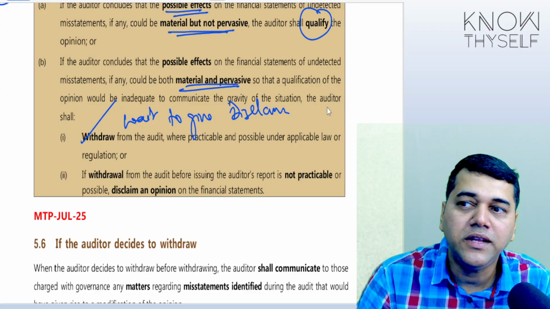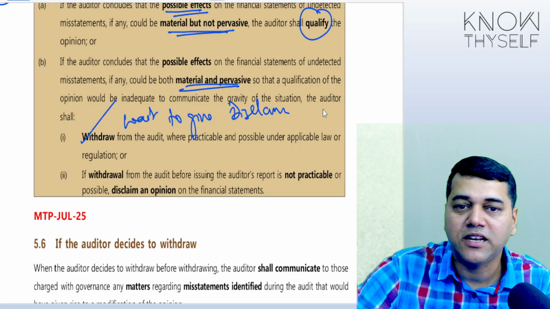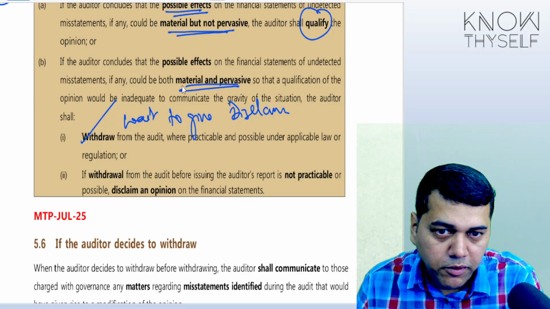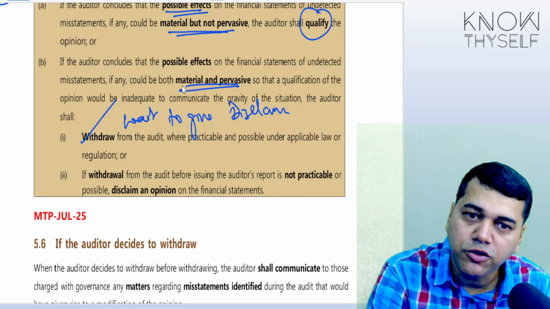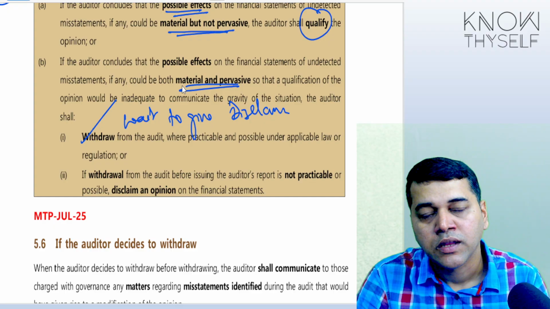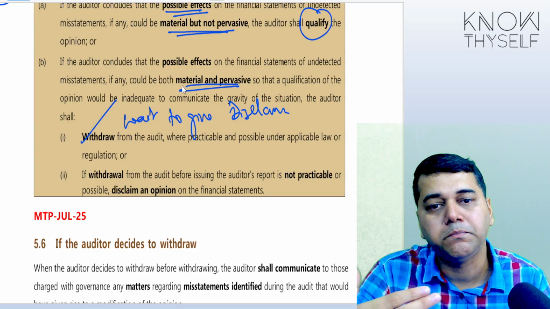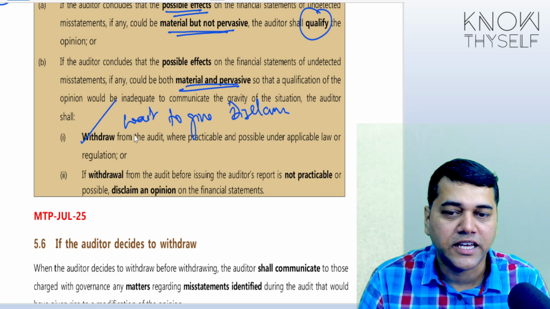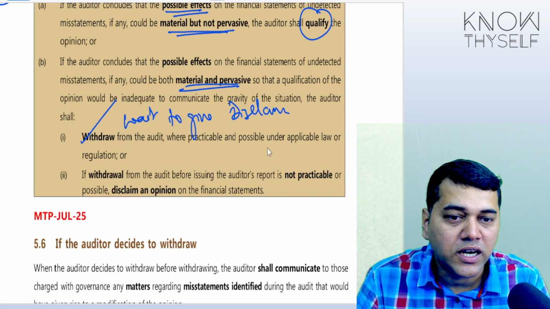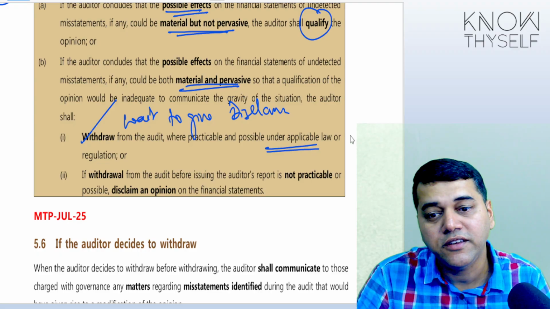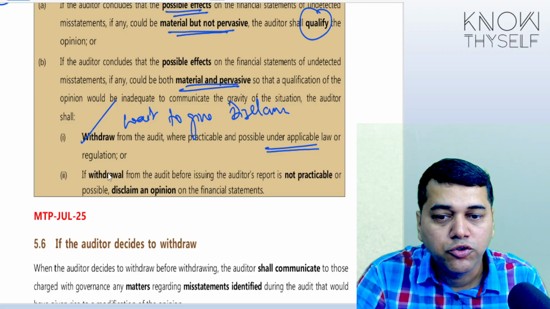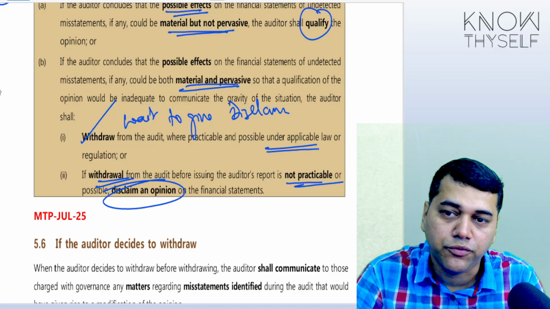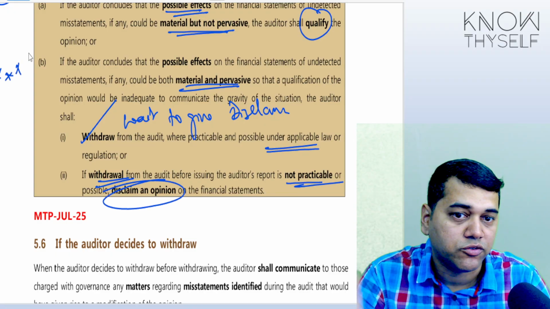See, the moment you feel that you may end up giving a disclaimer of opinion. Why? Because management has stopped you, you are not able to perform alternative procedures, you communicated to the TCWG but of no use, and you feel the effect is material and pervasive. Then first you withdraw from that engagement, and if it is not possible as per the law, we will see when it is not possible as per the law. If withdrawal is not practicable, you have to disclaim the opinion. So very important, students, in the exam they can ask you this.